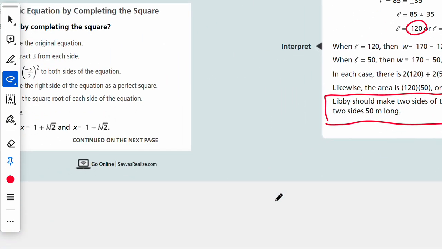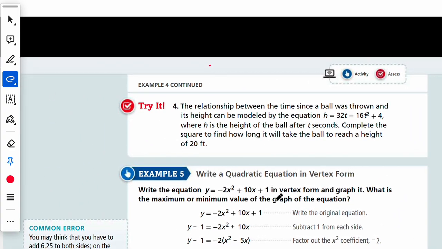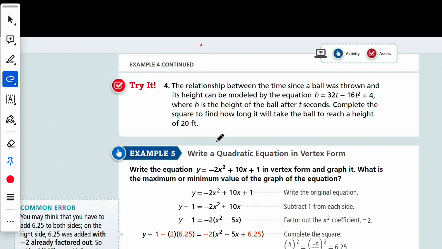All right, so that was it for example 4. We're going to have you try number 4. The relationship between the time since a ball was thrown and its height can be modeled by the equation h equals 32t minus 16t squared plus 4, where h is the height of the ball after t seconds. Complete the square to find how long it'll take the ball to reach a height of 20 feet. So see if you can first formulate and then solve, then interpret the solution. Pause the video and come back when you're ready for an answer.